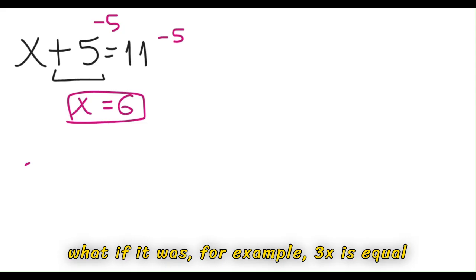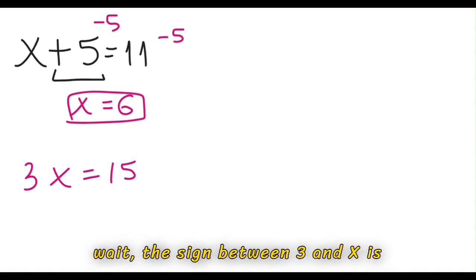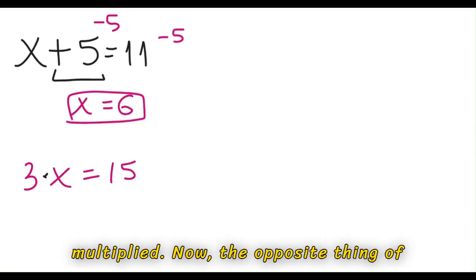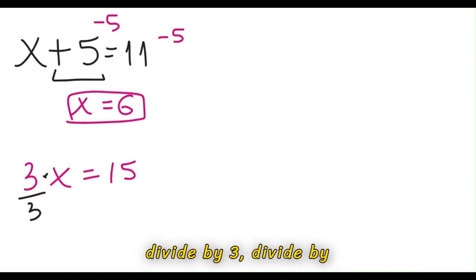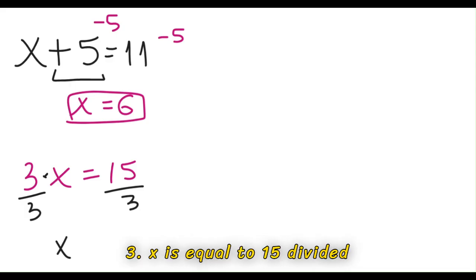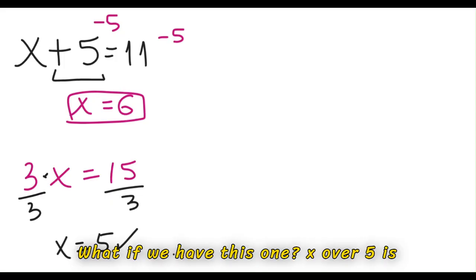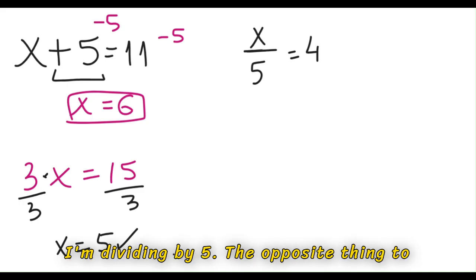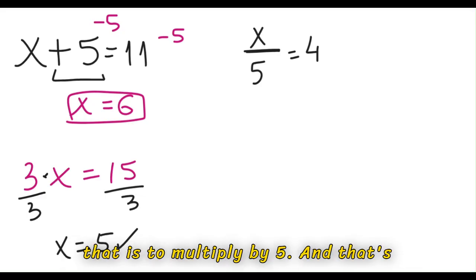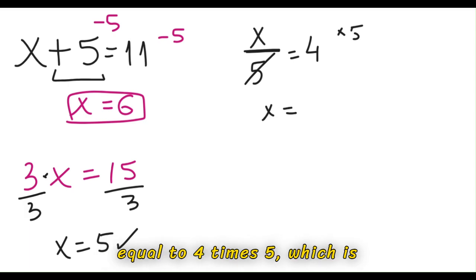Or what if it was, for example, 3x is equal to 15, let's say. Then you ask again, wait, the sign between 3 and x is multiply. Now, the opposite thing of multiplication is division. So divide by 3, divide by 3. x is equal to 15 divided by 3 is equal to 5. Great. What if we have this one? x over 5 is equal to 4. Then you ask again, I'm dividing by 5. The opposite thing to that is to multiply by 5. And that's how we get rid of that. So x is equal to 4 times 5, which is 20.